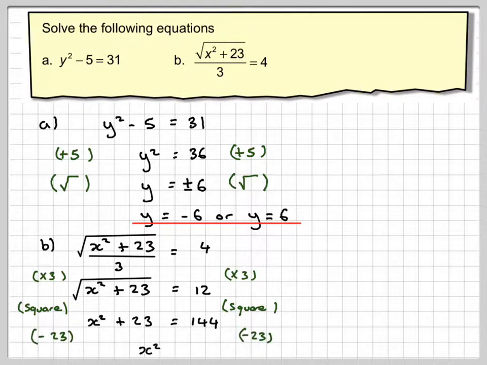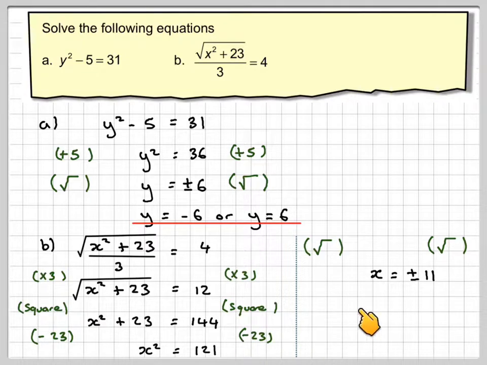So that's going to give x squared is equal to 144 minus 23, which is 121. And now we need to take the square root of both sides. That's going to give x is equal to the square root of 121, which is plus or minus 11. Don't forget the plus or minus. So x is equal to minus 11, or x is equal to 11.